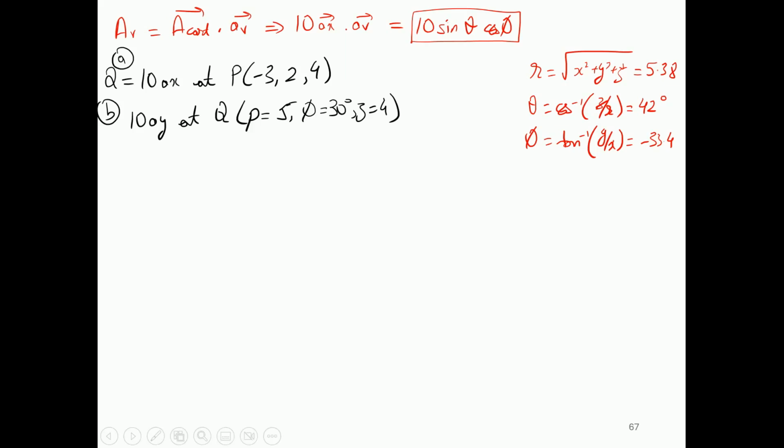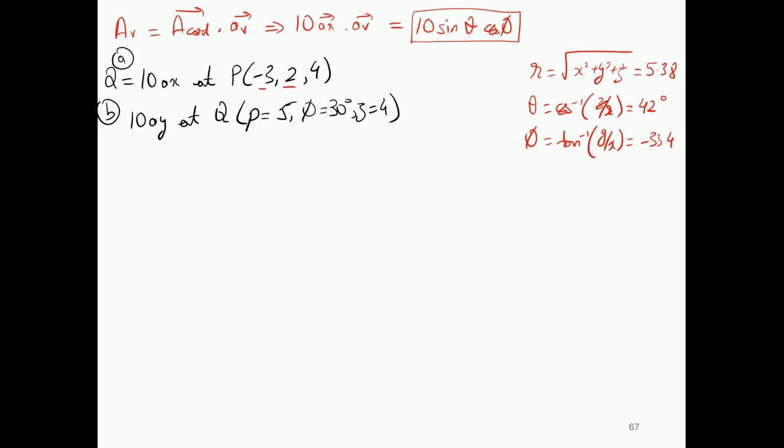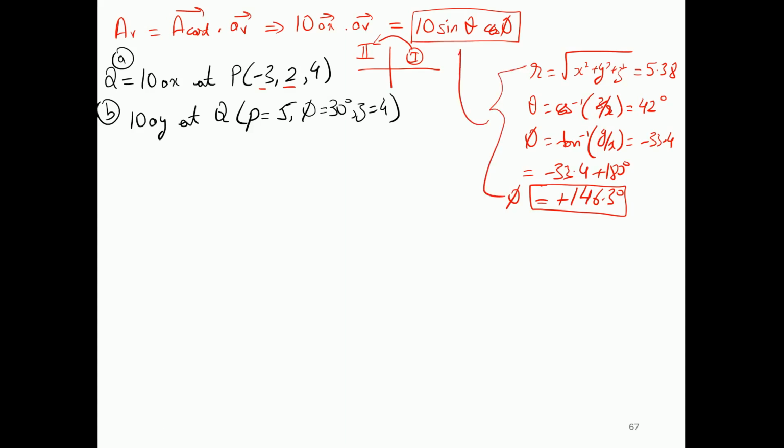So in the first part of the question we can see that the values of x and y are -3 and +2. So if we draw the coordinate system in 2D, it comes out to be the second quadrant, but the result over here is -33.4, which is not in the second quadrant, rather it is in the fourth quadrant. So in order to move this result to the second quadrant, we are going to add 180 degrees. So my answer comes out to be plus 146.3 degrees. So this is the phi value that we are going to use. Once we have these values, we input them into the expression.